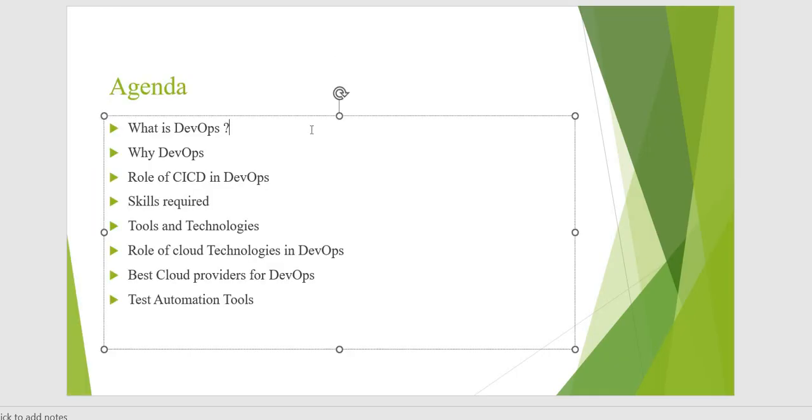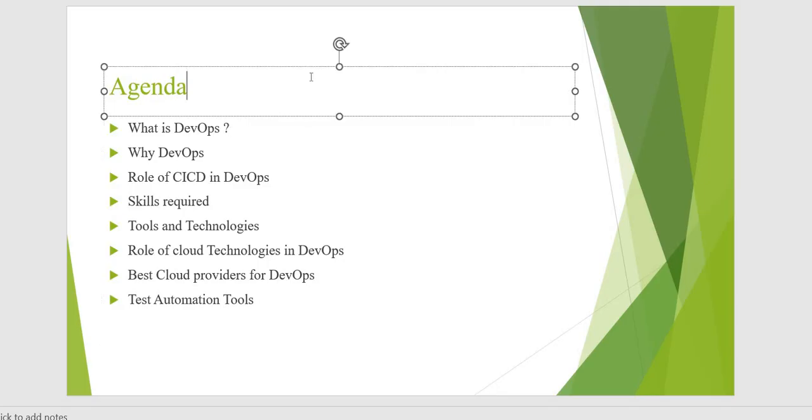In this, we will learn about what is DevOps, why DevOps, the role of CI/CD in DevOps, skills required, tools and technologies, the role of cloud technologies in DevOps, best cloud providers for DevOps, and test automation tools. We will go through them one by one. So let's move to the next slide.